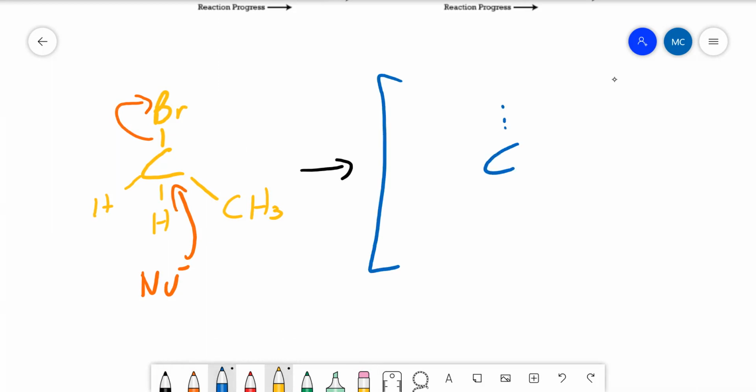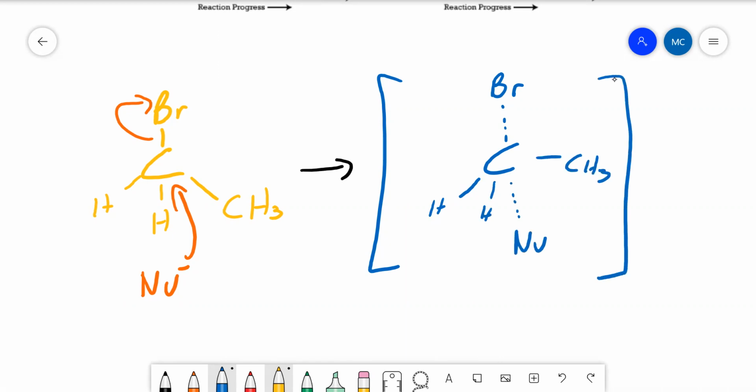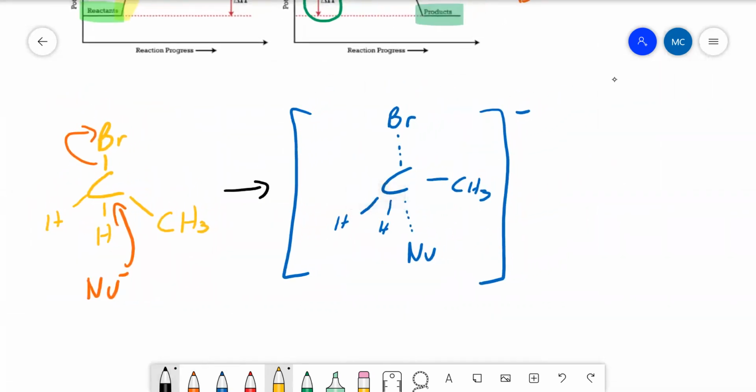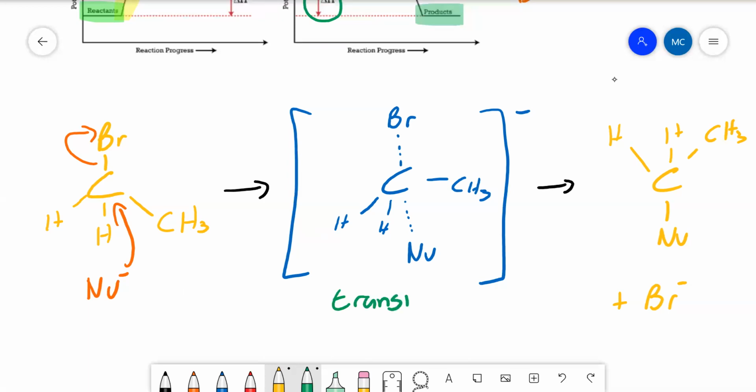And we've always said that this is called a transition state. The product would then be this one plus the Br minus. So this is a transition state, something that you cannot extract.